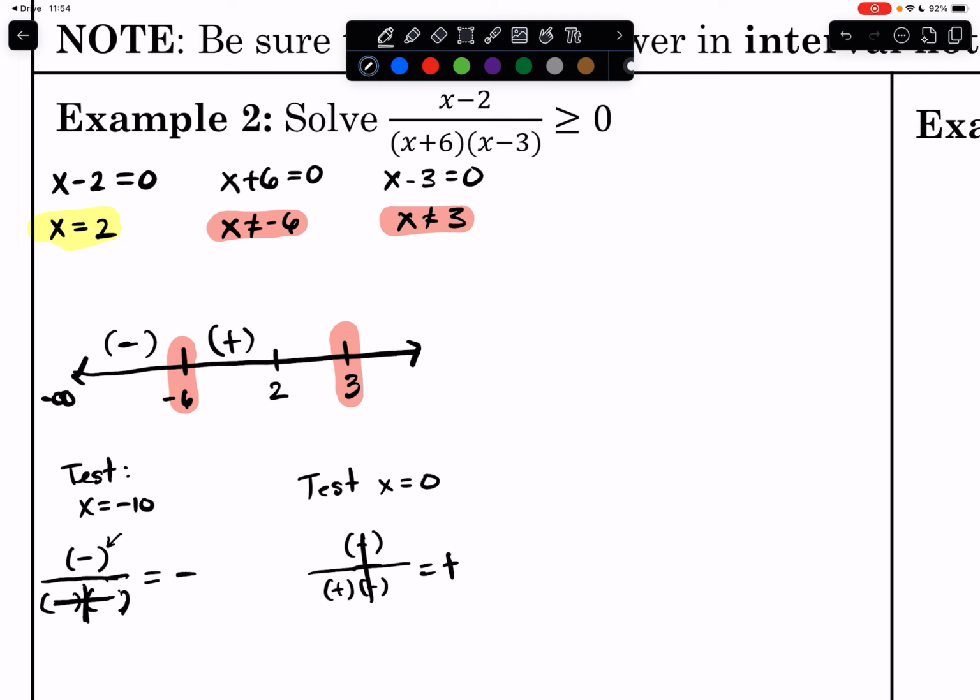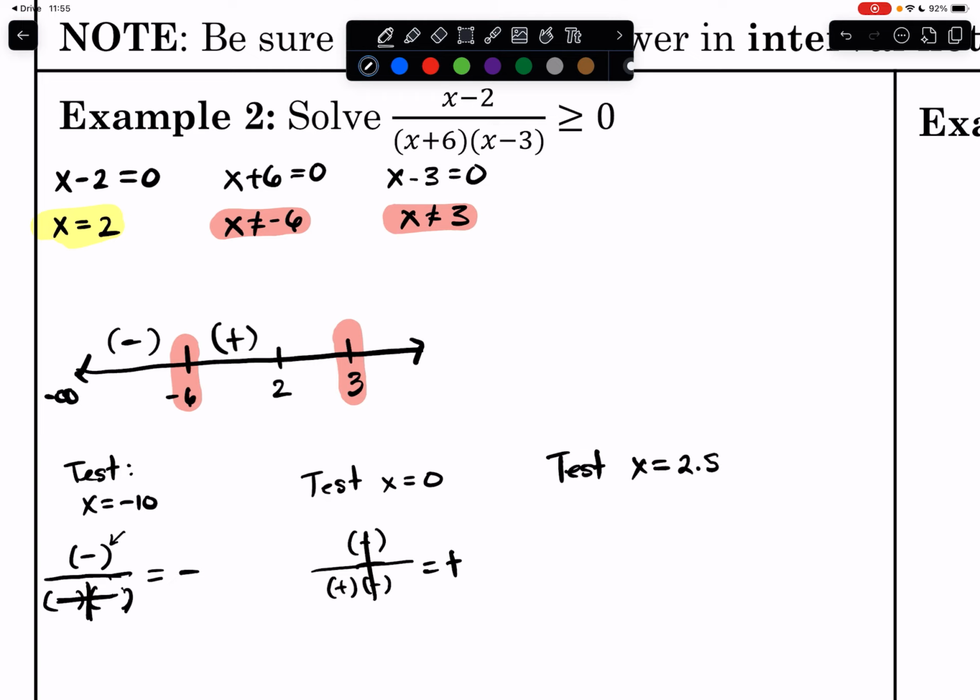Now, let's test another number. Let's now test x equals between 2 and 3. Let's test the middle number, 2.5. So 2.5 minus 2, well, 2.5 is bigger, so 2.5 minus 2, that's going to become positive. 2.5 plus 6 is positive.